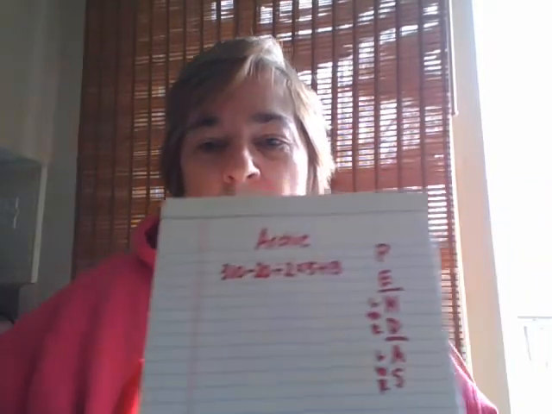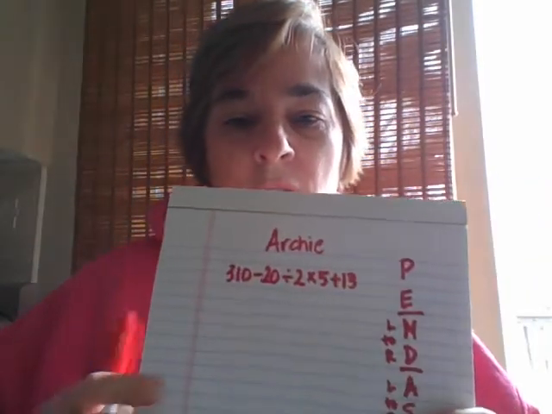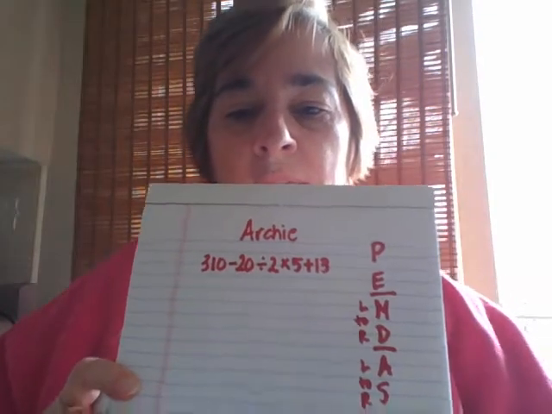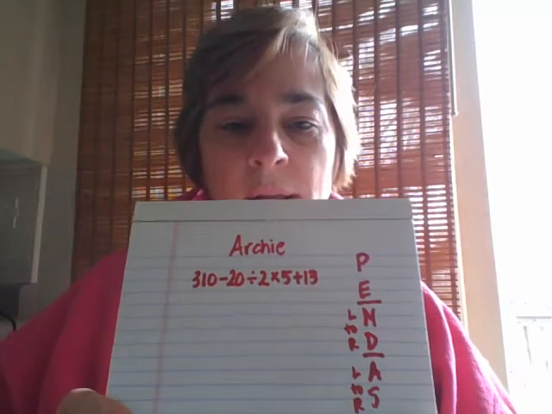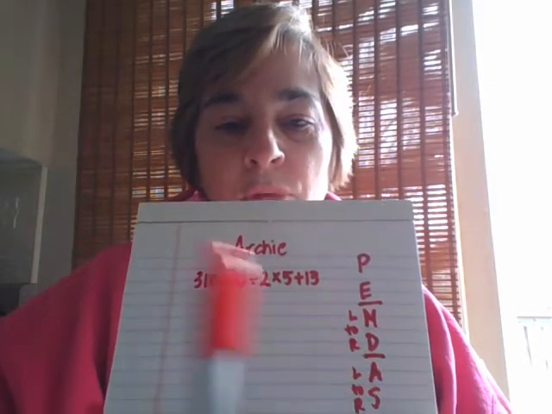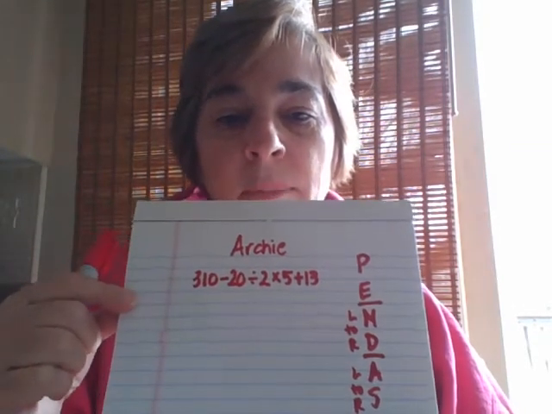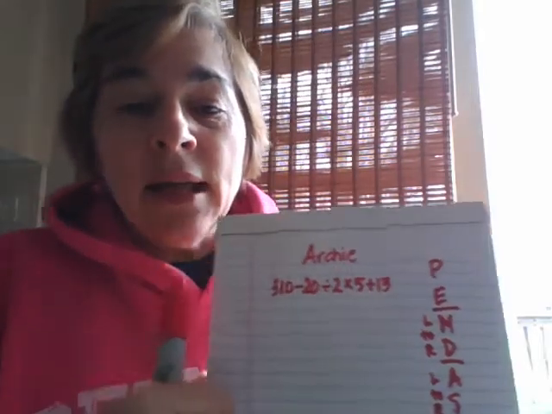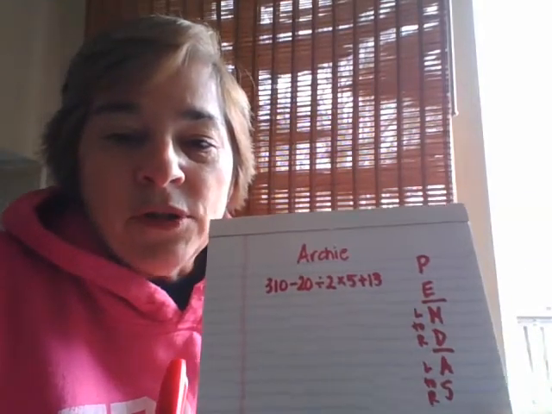All right. So you said that you got the same answer as Archie. Okay. So let's talk about what Archie did and how it's incorrect. So when I look at this expression, 310 minus 20 divided by 2 times 5 plus 13, I have to decide what to do first.